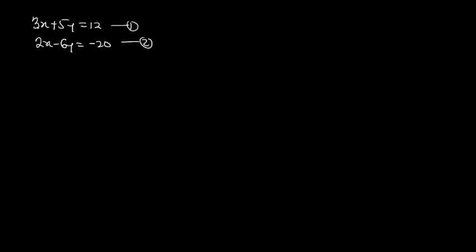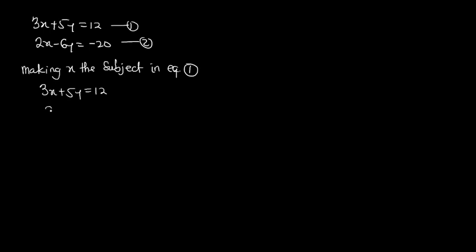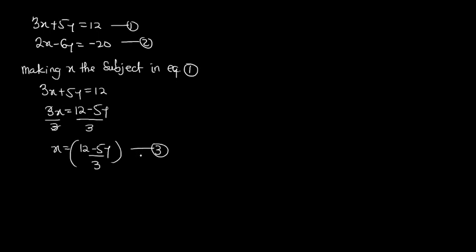Now the first thing I want to do is to make this x the subject in equation 1. So by making x the subject here, I have 3x + 5y = 12. So it means I have 3x is equal to, I send the 5y to the other side of the equal to sign, so I have here 12 - 5y. To make my x stand alone, I divide both sides by 3. So my x is now equal to (12 - 5y)/3. So this expression becomes my equation 3.